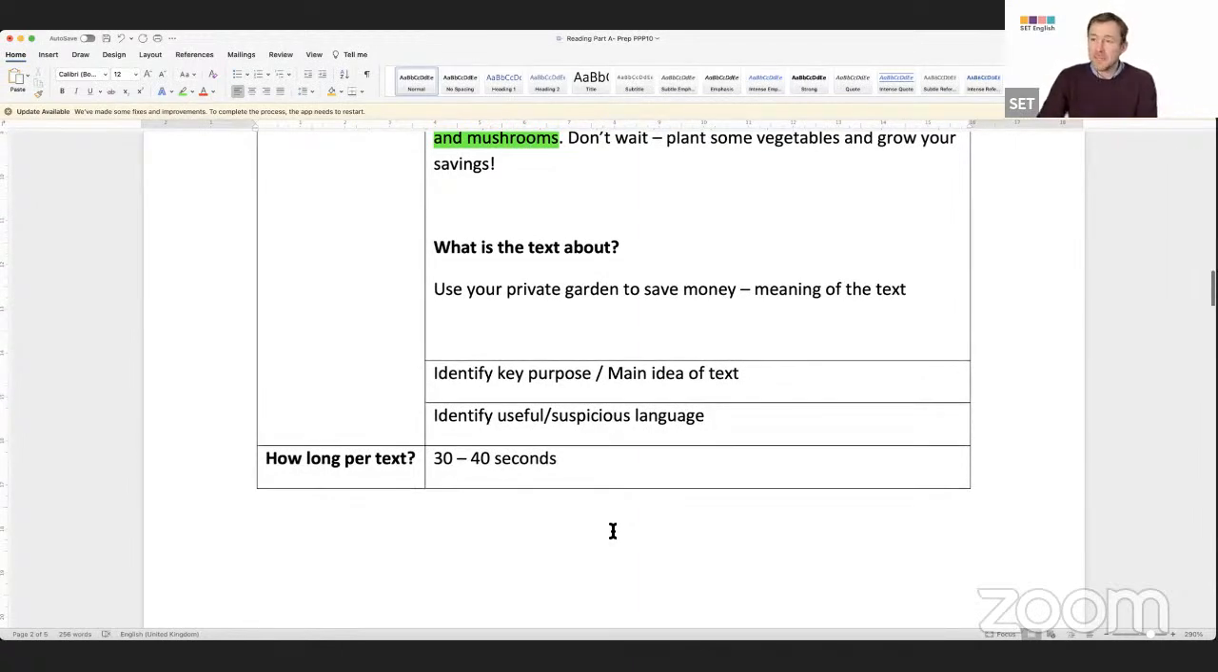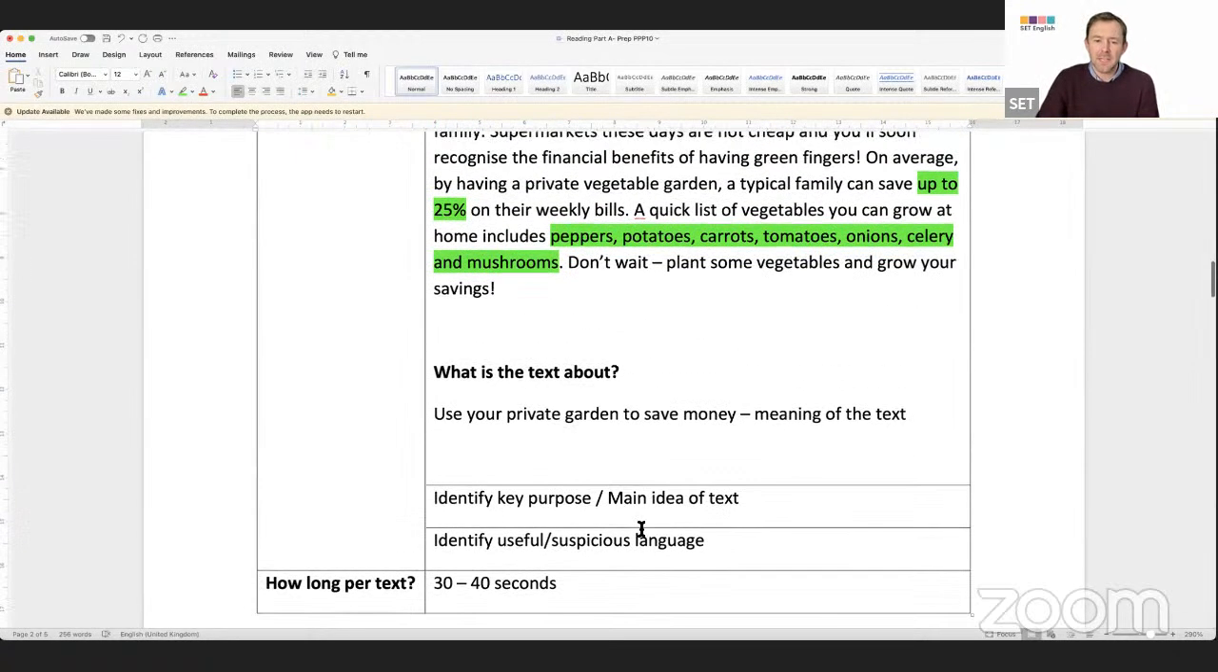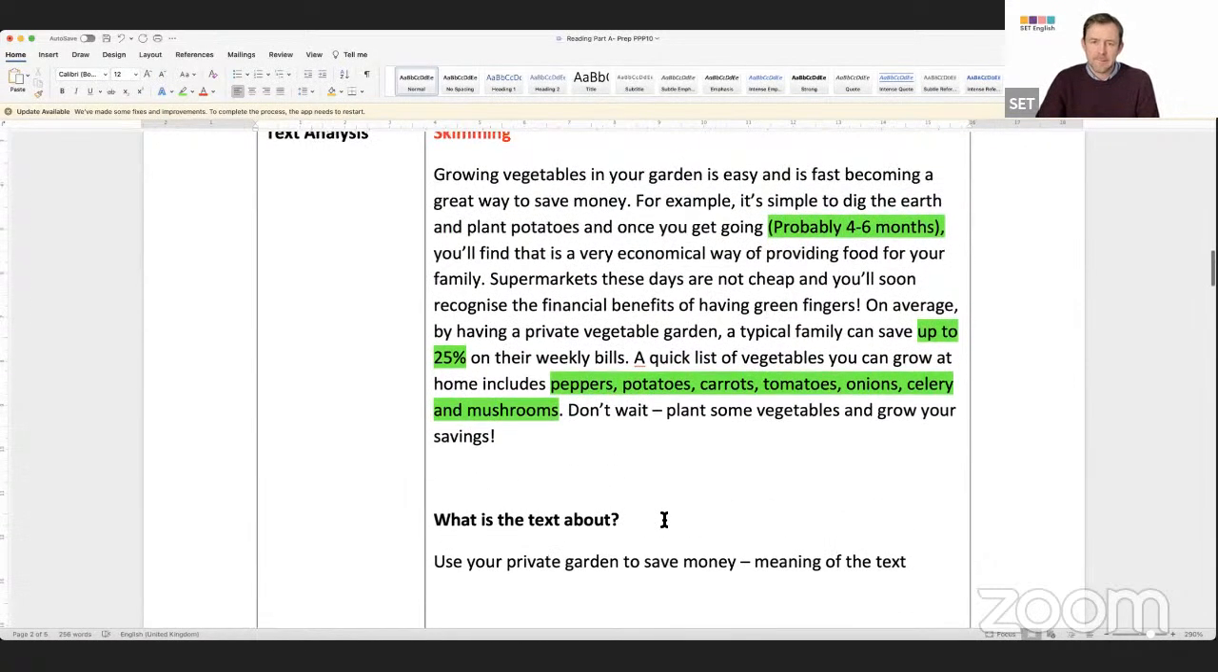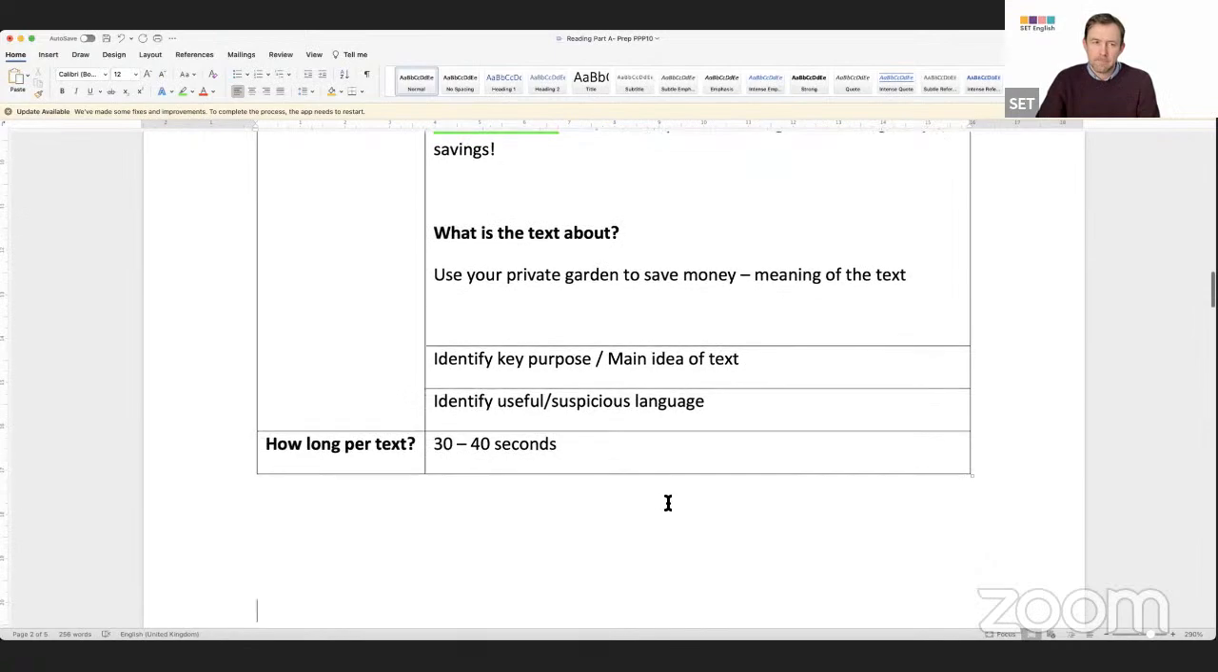Okay, I'm going to give you some texts to analyze in a moment. For the time being, does anyone have any questions about skimming and how to skim the texts? No?